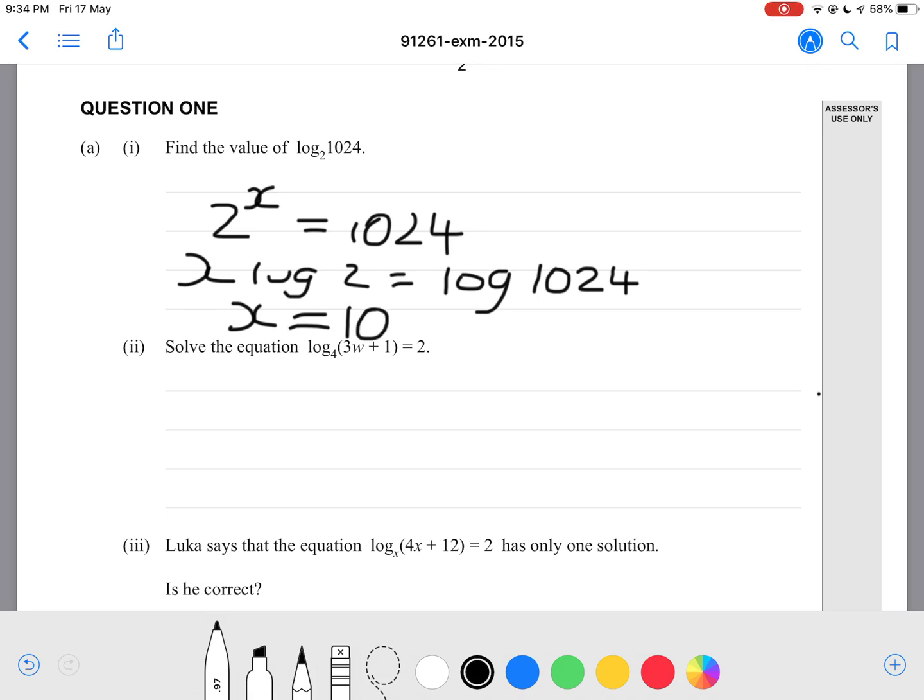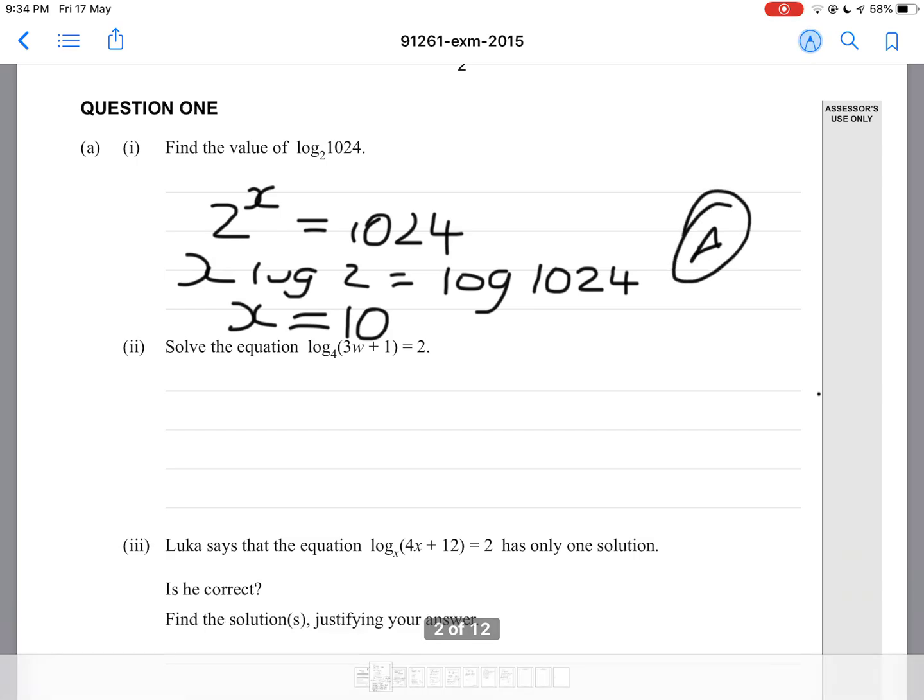So pretty straightforward. This is only an achieved question. Not too much fuss. So we just move on.